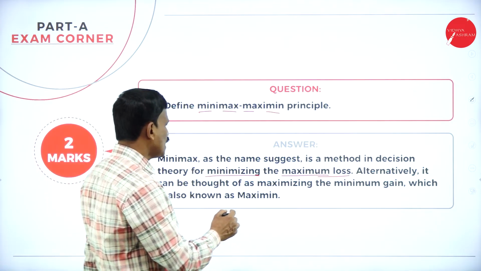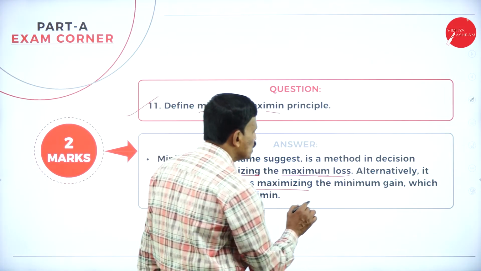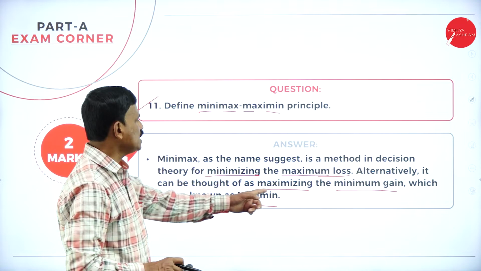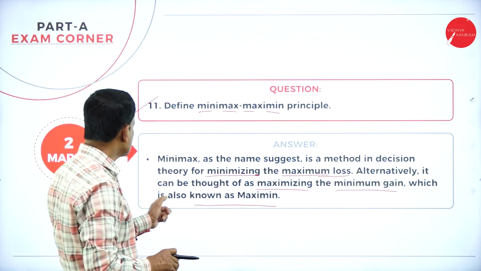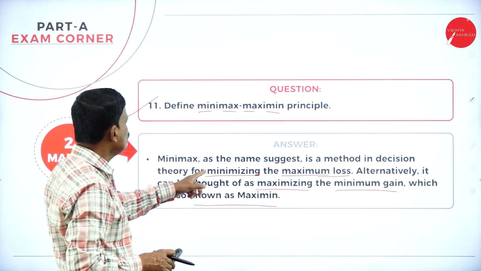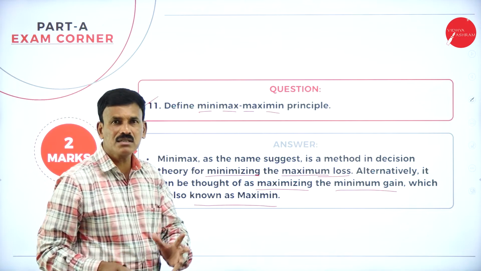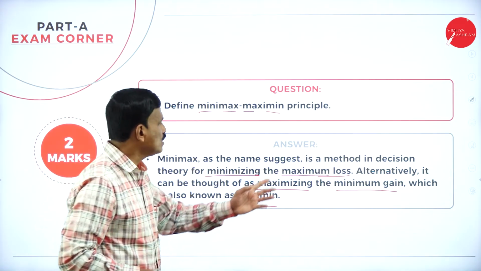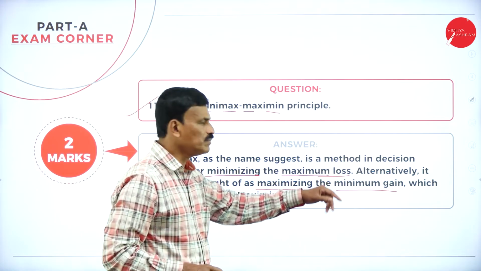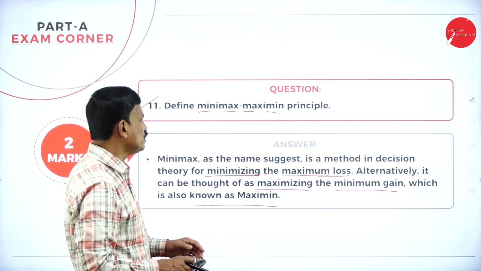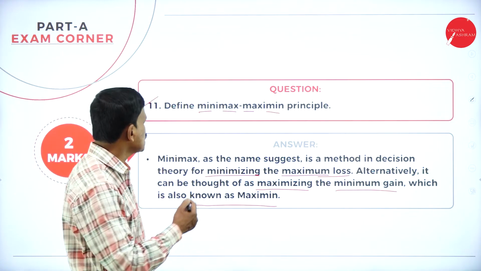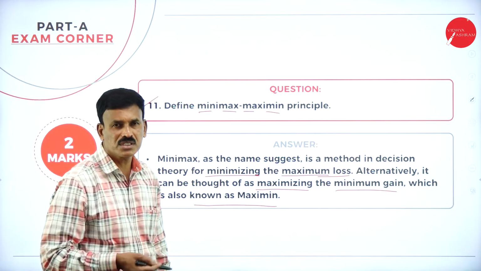Alternatively, it can be thought of as maximizing the minimum gain, which is known as maximin. So minimax is nothing but minimizing the maximum loss, whereas on the other hand, maximin means maximizing the minimum gain. Maximizing the minimum gain is known as maximin. This is also an important definition.